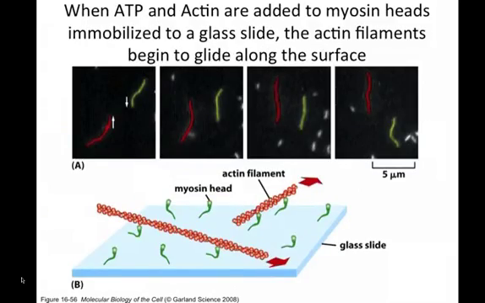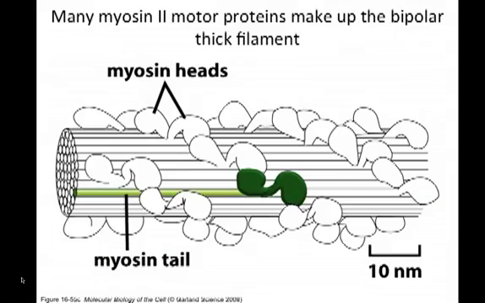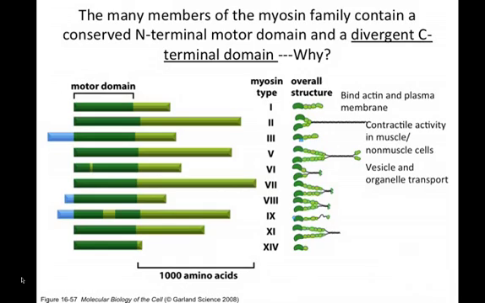Okay? And then the other thing I forgot to point out is there's this neck or hinge region, and that has to do with the length of the step that the motor protein is going to take. And so that'll also vary. So they have different lengths, right? So this is much longer, these are much shorter. So they're going to take different sized steps.